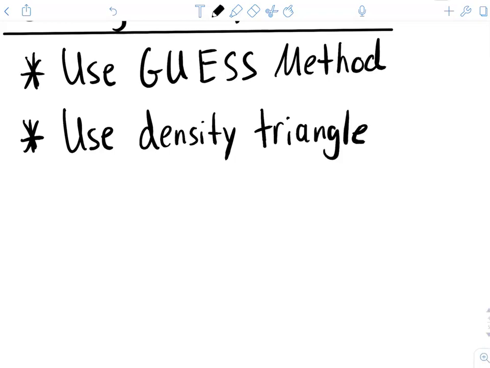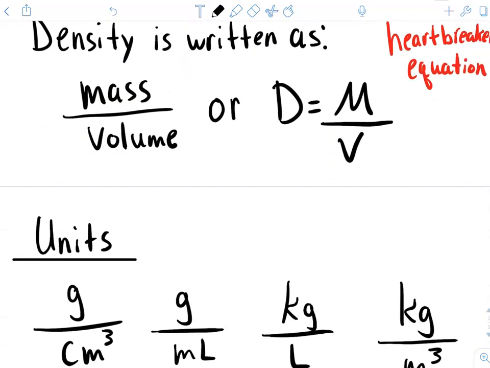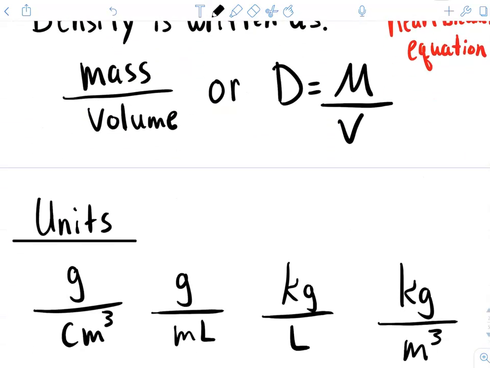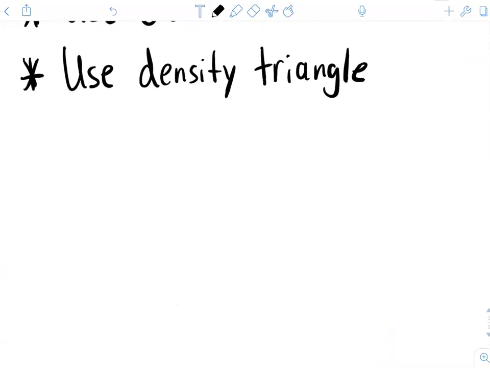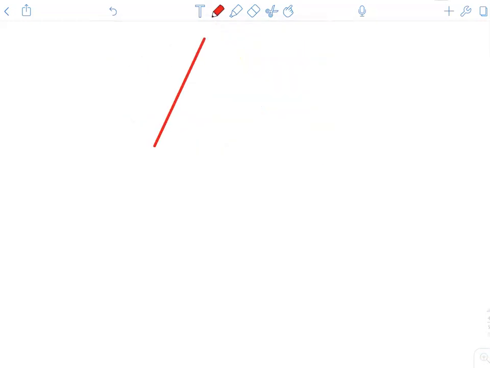If we go back and look at our equation for density, we said it was the heartbreaker, and its density is mass over volume. Well, I can also solve for the mass, and I can solve for the volume. What this density triangle does is it helps me figure out what my equations are going to look like.